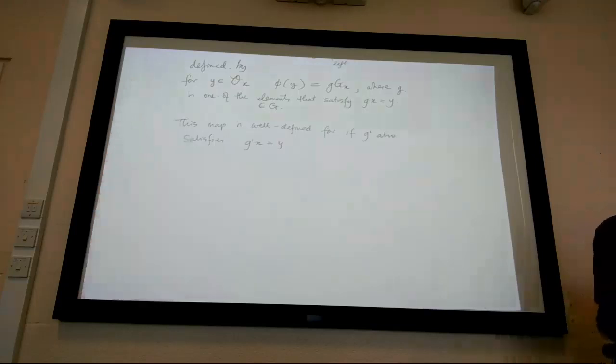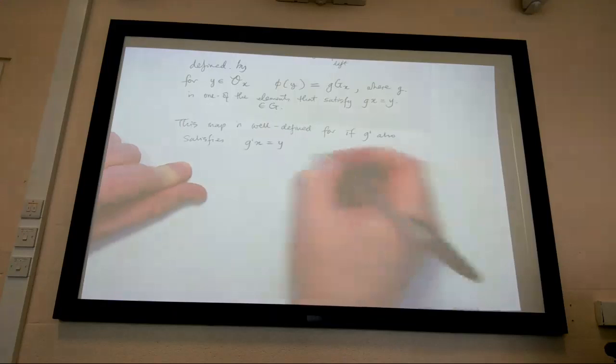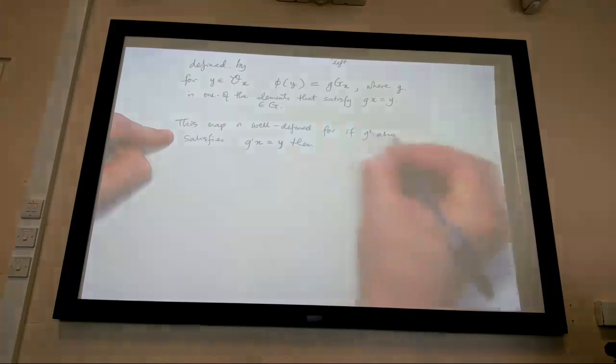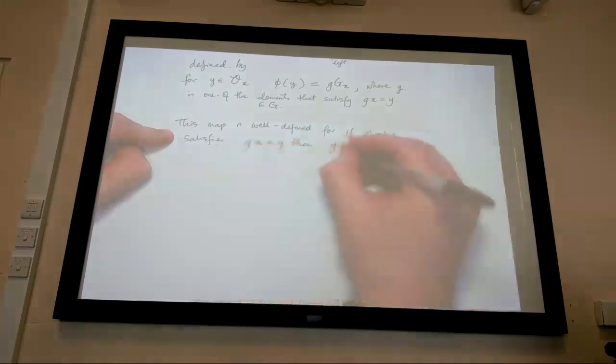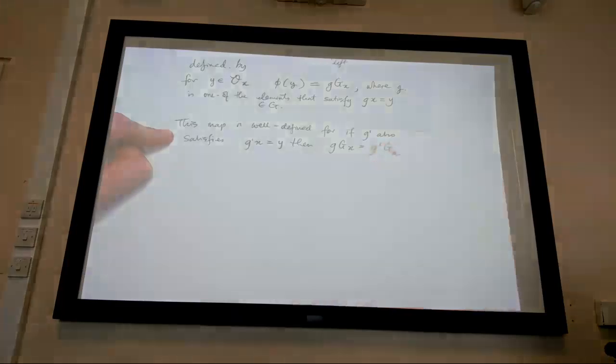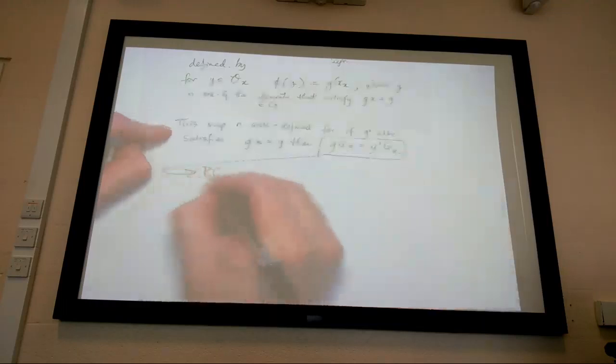How do you prove two left cosets are equal? They're both the same as equal to y, so they're the same. No, but the question is, so if g prime also satisfies this, then this left coset we claim is equal to this left coset. So we need a proof of that.